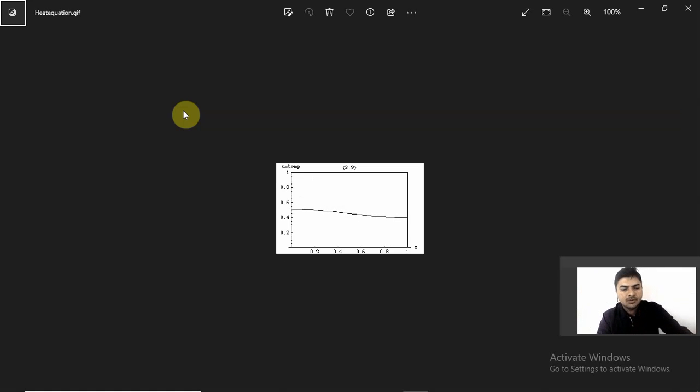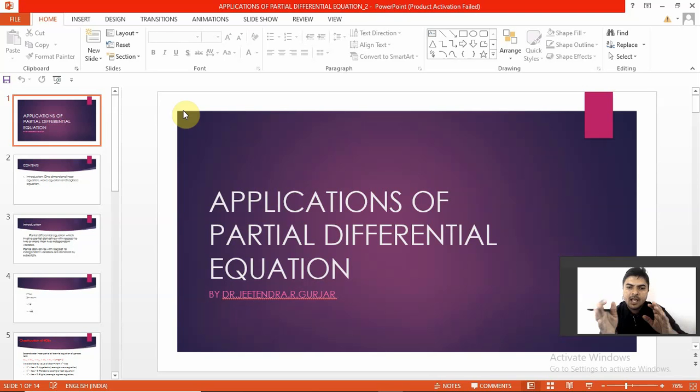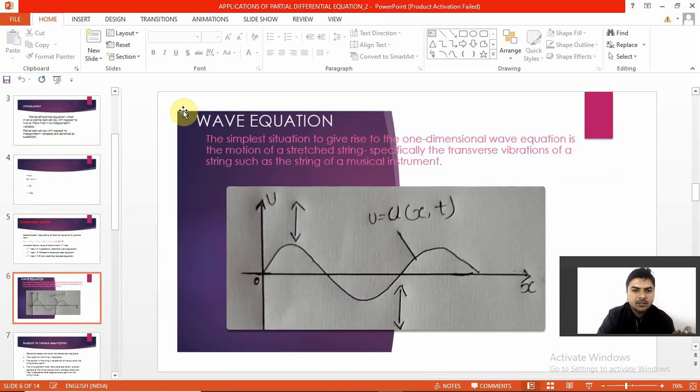This is a small graph we already saw, and in my last lecture on application of partial differential equation we have come across the one-dimensional heat equation. Now I'm going to derive wave equation. In the next video, I'm going to derive Laplace equation. Today's lecture will be on derivation of wave equation.